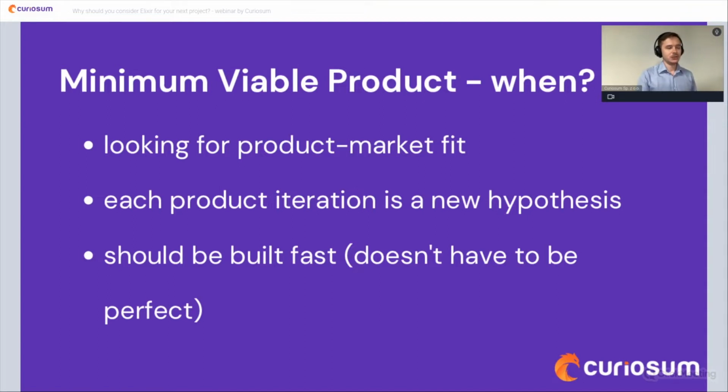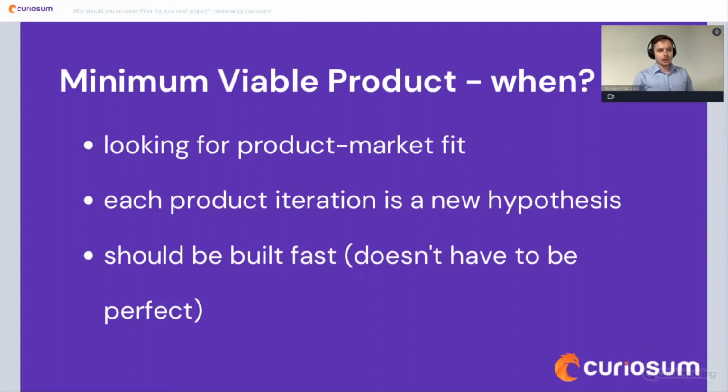and we're going to look for the fastest way that we can create a new iteration of the product, because every product iteration is a new hypothesis. Let's say we assume that this new version of the button will change the way users buy a product on our page. That's a new hypothesis. That's a new iteration of the product that can bring us better results.